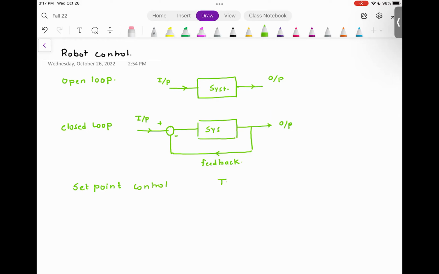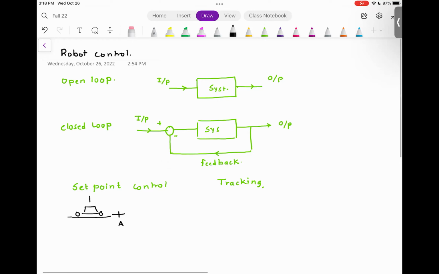And the second one is tracking control. So what do I mean by set point control? Imagine that you have a car, okay? And what you want is you want this car to stop at point A. So this is the set point. So the car is moving, and you apply the brakes in such a way that this car stops at point A. That is a set point control.